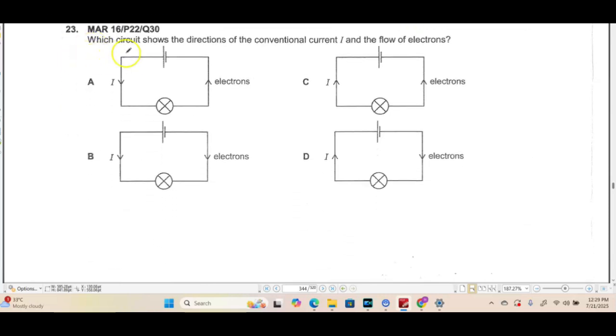Question number 23. Which circuit shows the direction of conventional current I and the flow of electrons? The conventional current always has to flow from positive to the negative terminal, and the flow of electrons is always from the negative to positive terminal. Here both of them are flowing from the positive terminal, so this is not correct. Here, this is flowing from the positive terminal to the negative, and this is flowing from the negative to positive, so B is our correct option.